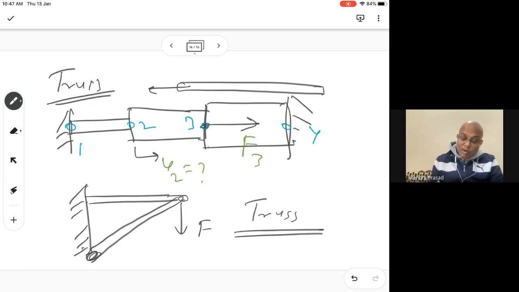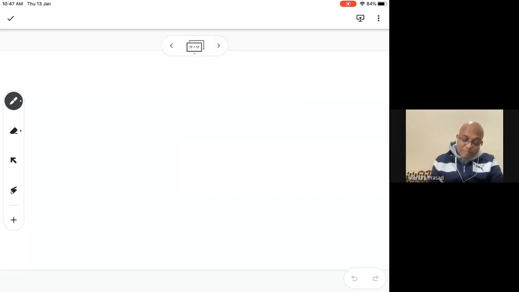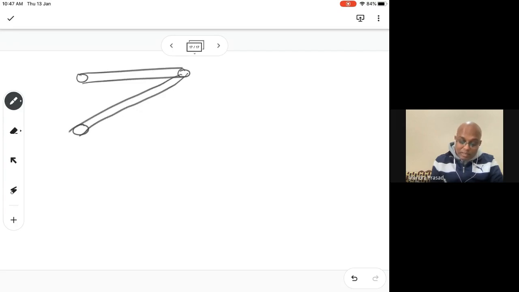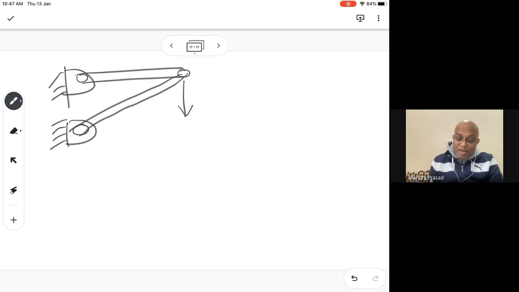You should already have an idea that in that case, we are going to have, so let's say we have it like this. If you draw the free body diagram, then what do you see? This is F here, right? So you will see something like this.